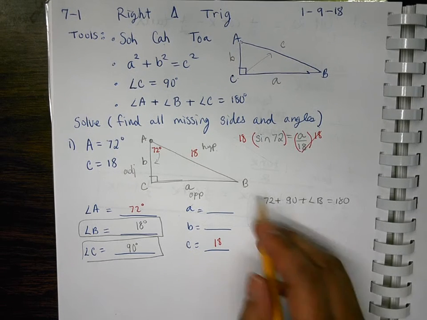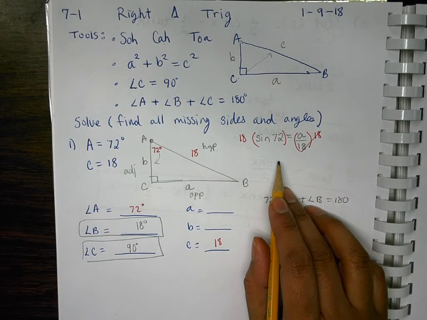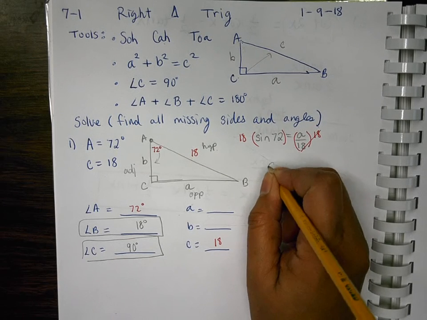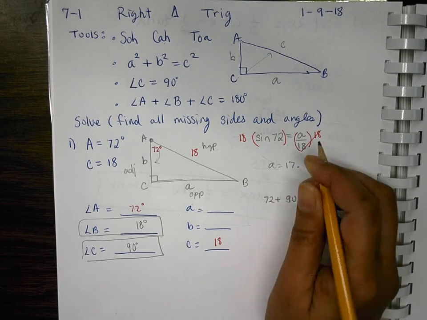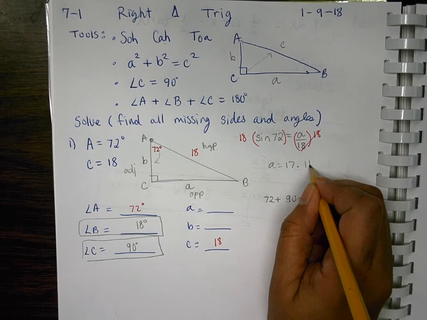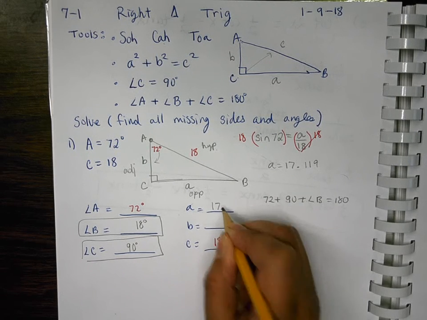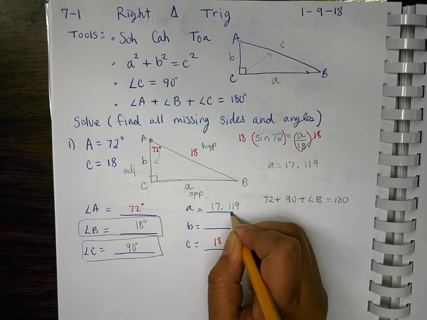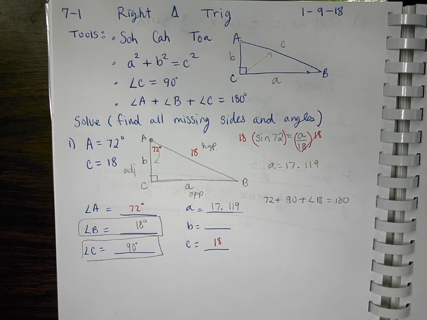Okay? Yeah. All right. So what did you guys get when you plugged this in? 3 decimal places. 17.119? 17.119 units, whatever units they may be, inches, meters, feet.